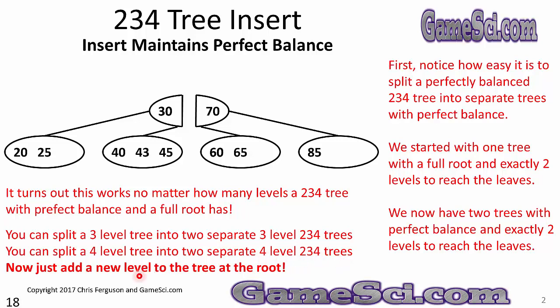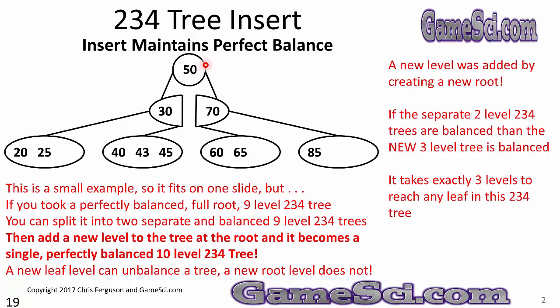Now we just need to add a new level to the tree at the root. When you create a new level, create it up here. Do not, I repeat, do not create new levels at the leaf. Create new levels at the root. See what I did there? I added 50 as the root. It's a new level on the tree. The new level was created by adding a new root.